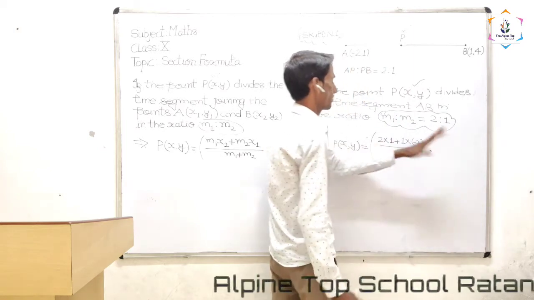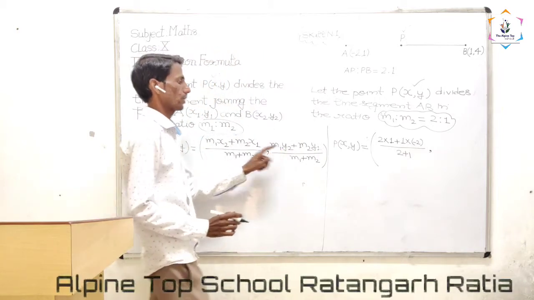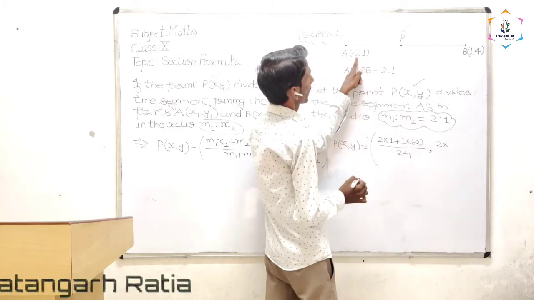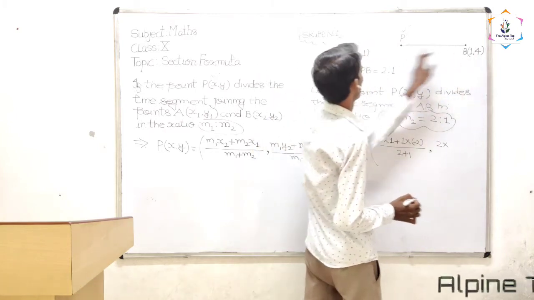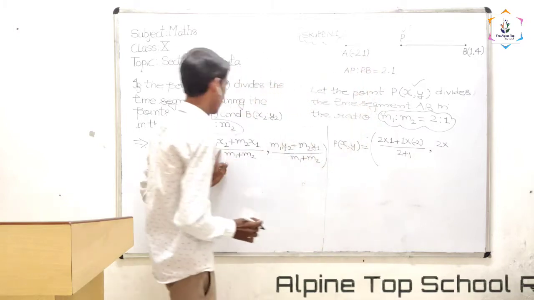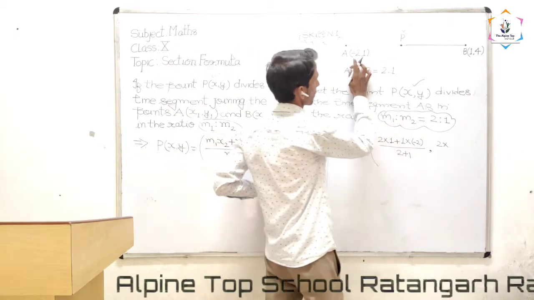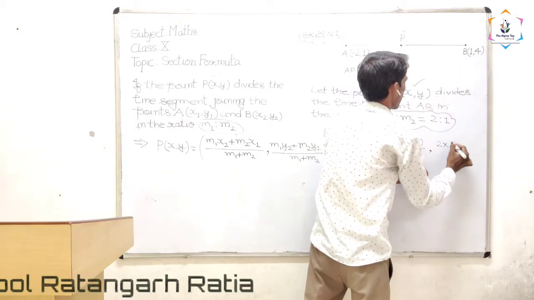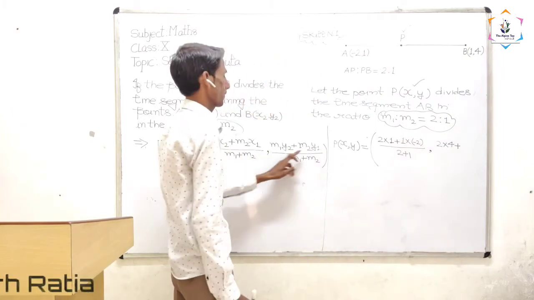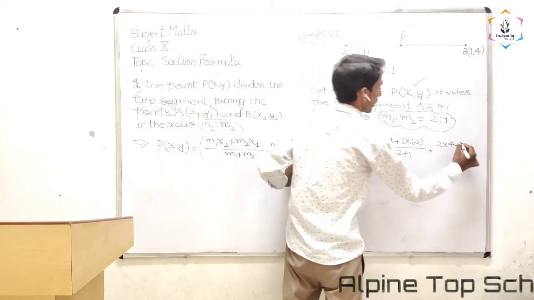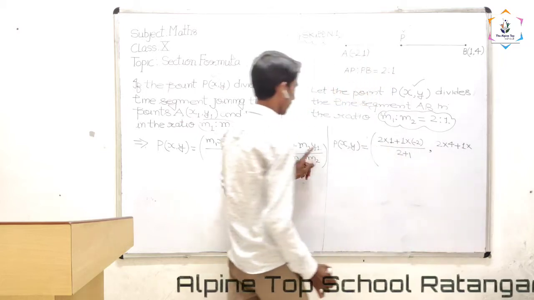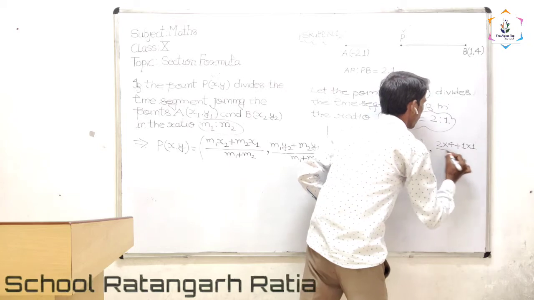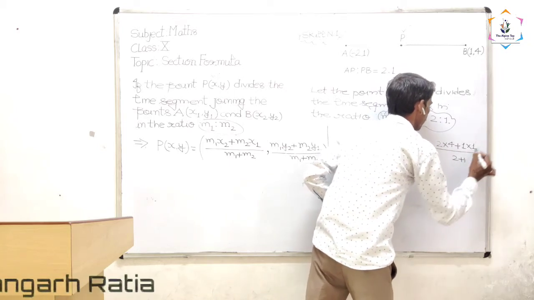Now for ordinate, same process we have to use. M1 y2. What is M1? 2. M1 y2. Among x1 y1 x2 y2, this is y1. M1 y2 we have required. It means 2 into 4 plus M2. What is M2? 1 is here. M2 into y1. This here y1 means 1 is here, by sum of ratio 2 plus 1.